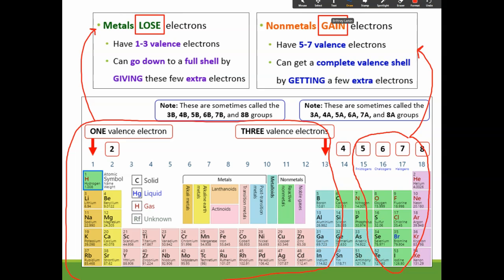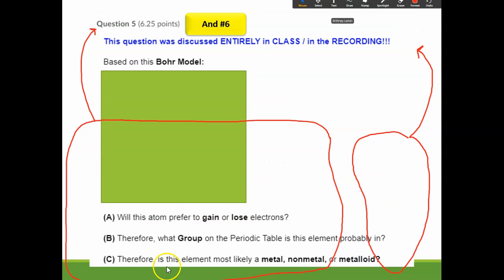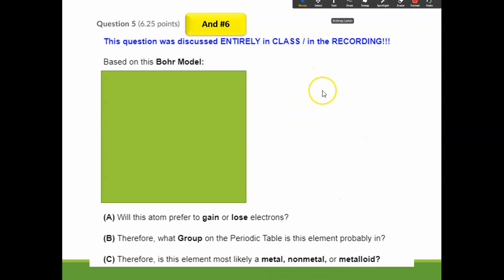There are metalloids, but for your example, I know nobody has a metalloid, so you don't need to worry about that. That's just a helpful hint because you're watching the recording. So let's go ahead and keep on moving. Again, that should help you identify metal or non-metal. If it gains, it's a non-metal. If it loses, it's a metal. Okay? Pause the video and continue playing when you're ready.